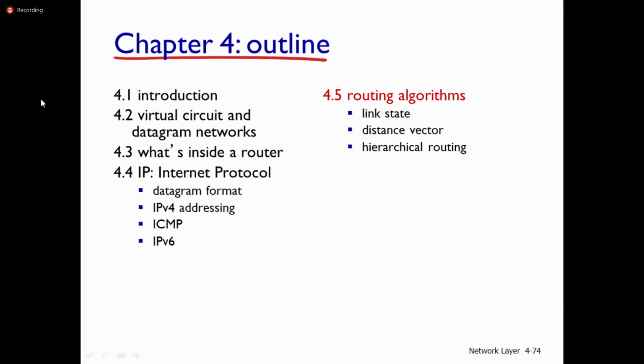Routing algorithms find the shortest path from source to destination. So the source to destination path is decided by routing algorithms. Forwarding is simply which input is connected to which output at the router. There are three types of routing algorithms we are going to discuss in our syllabus: one is link state (LS) routing, then DV routing, that is distance vector, and finally hierarchical routing.